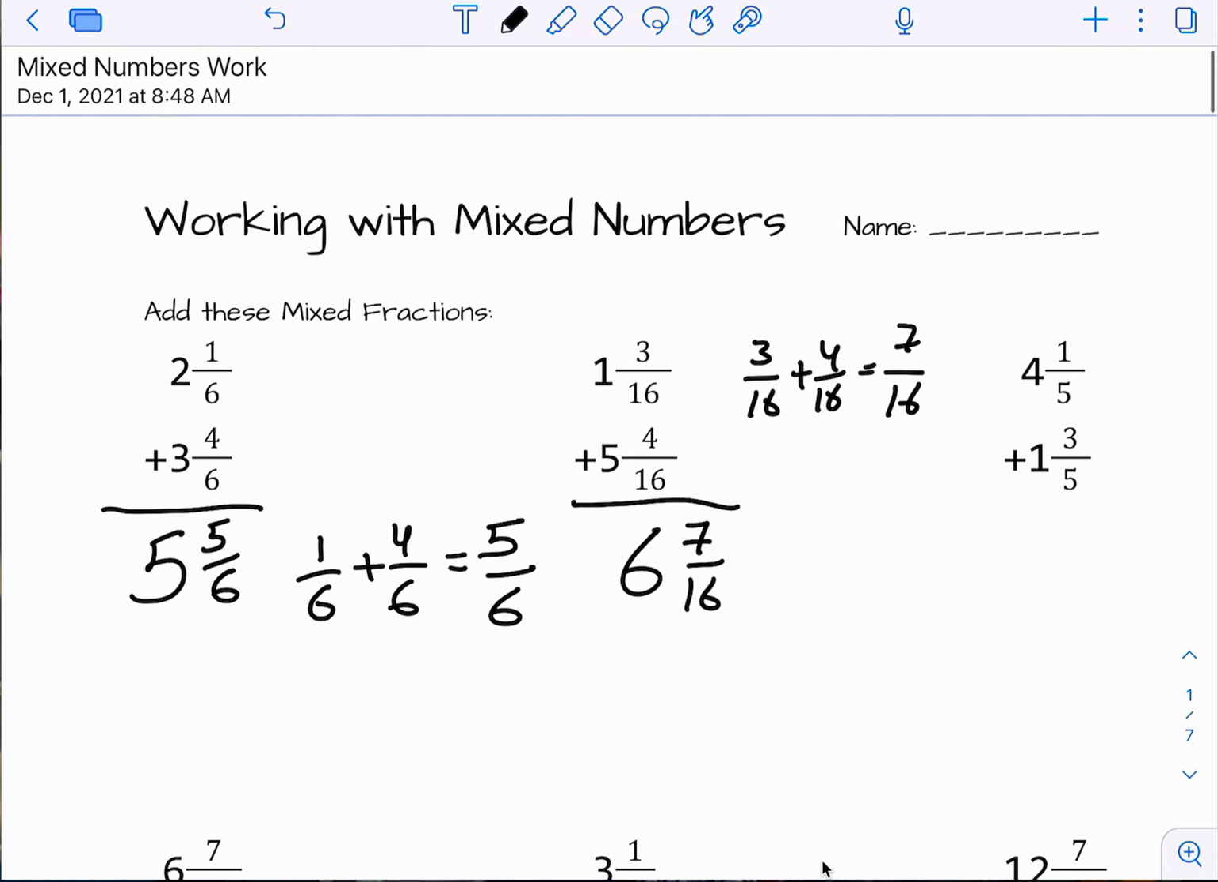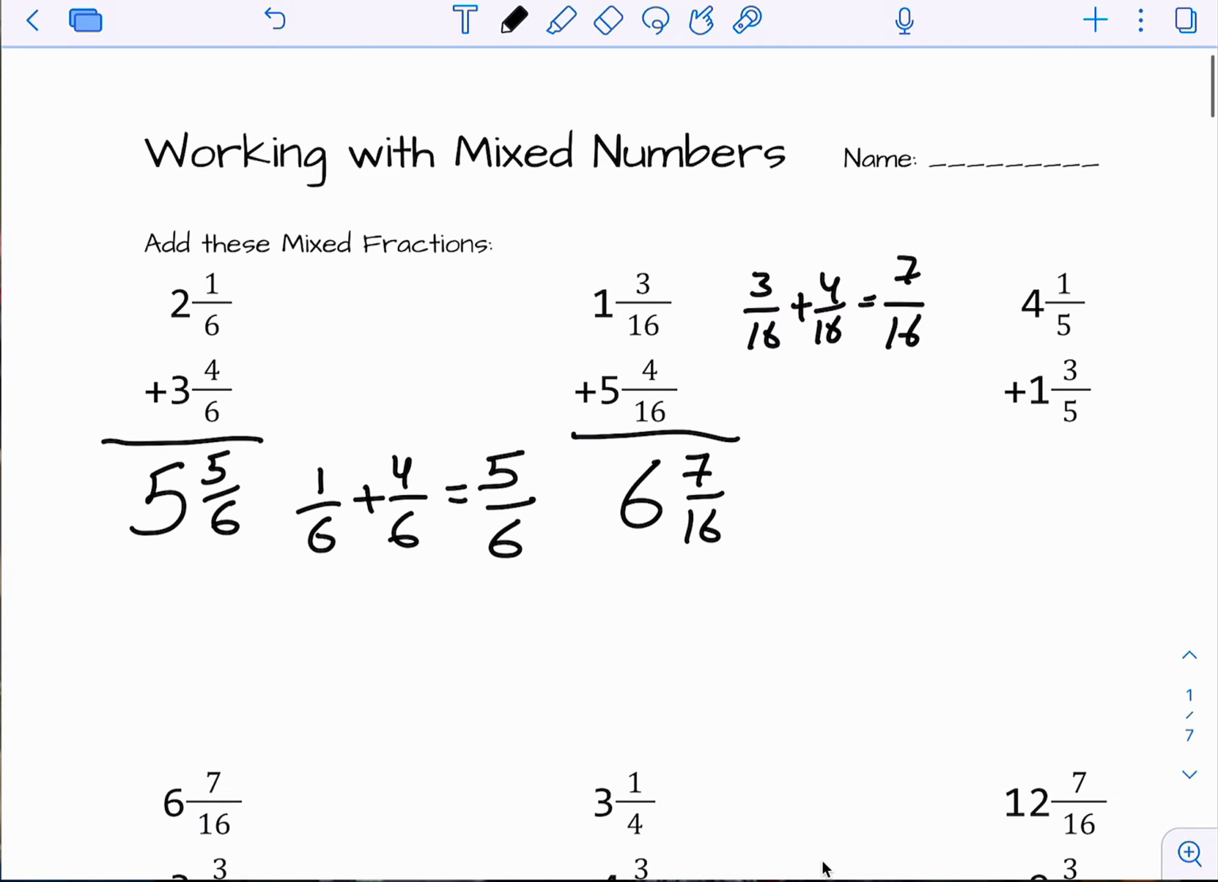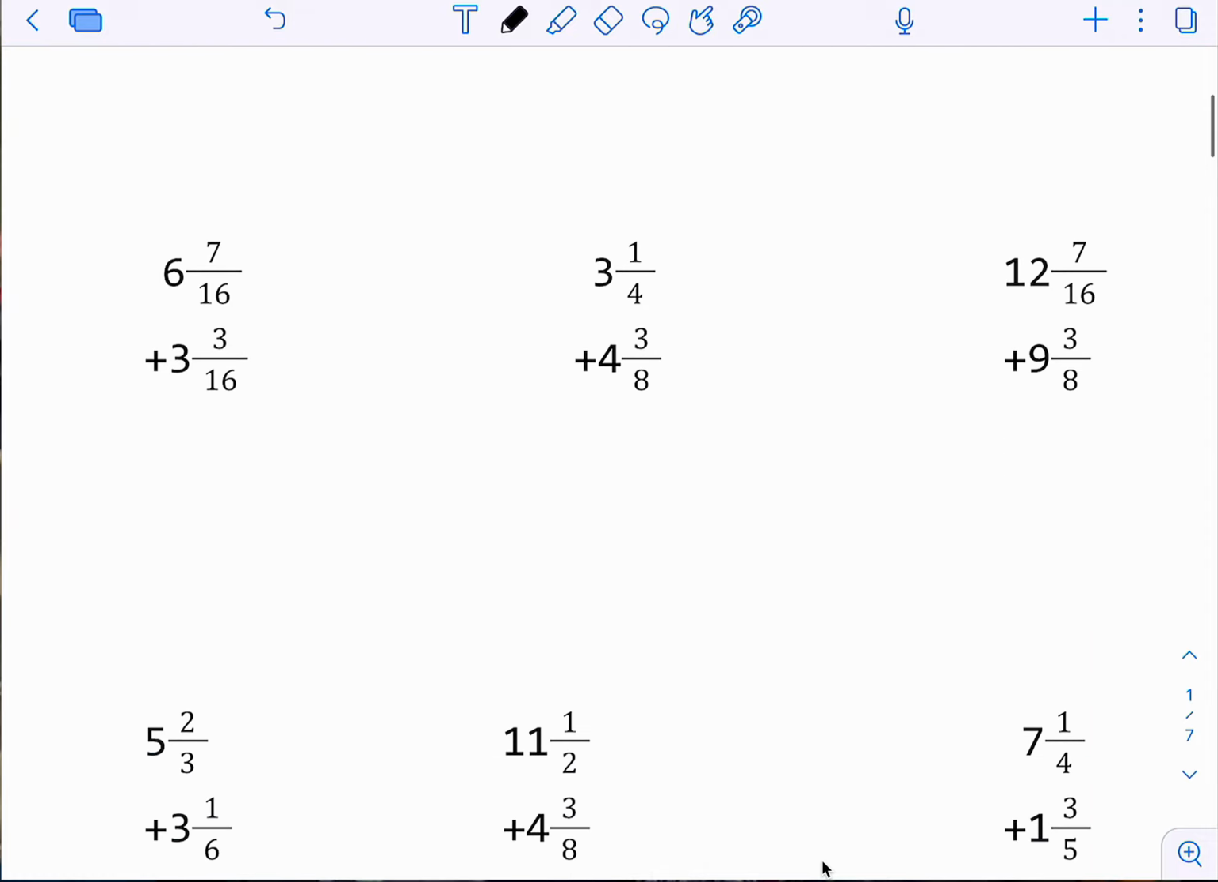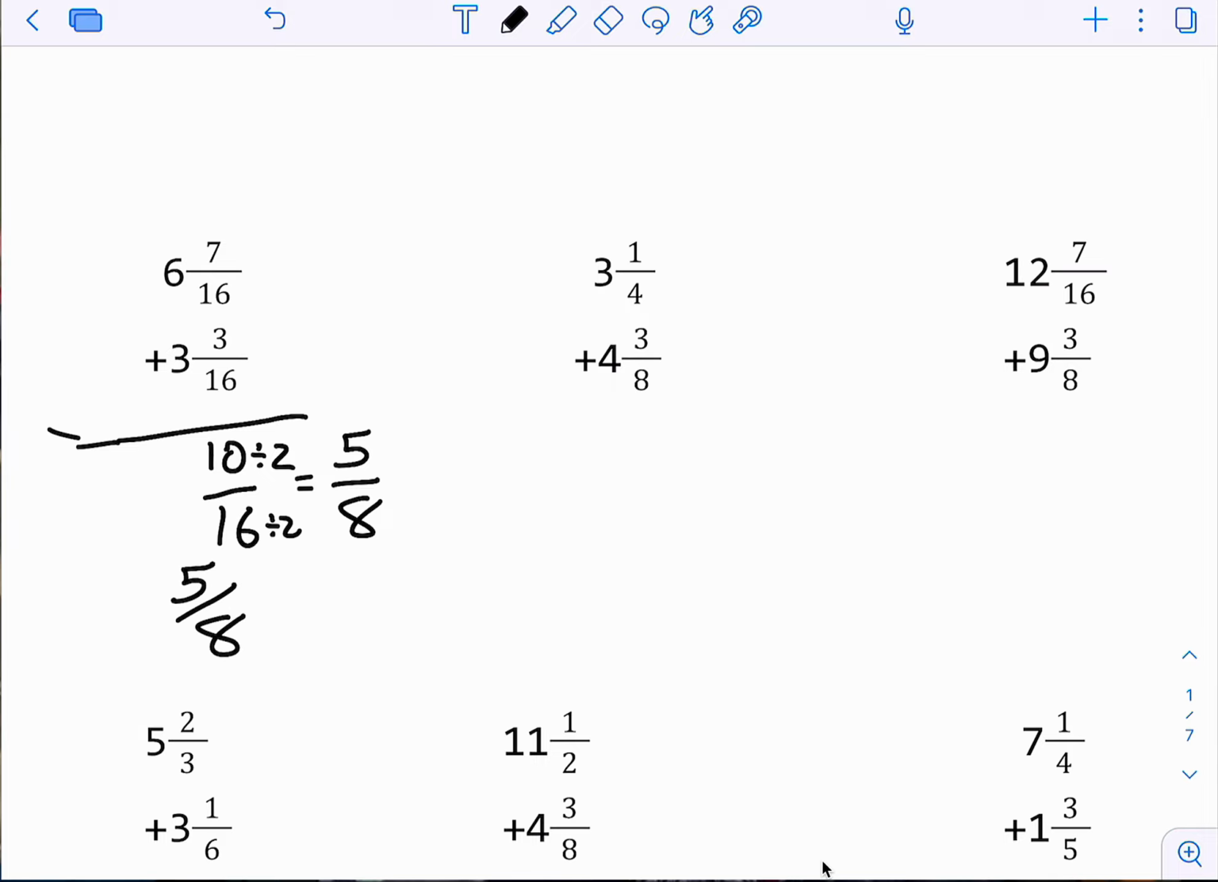Okay, on the next one here, I have 1/5 and 3/5. So 1/5 plus 3/5 is 4/5. And then 4 plus 1 is 5. Couple more here. 7 sixteenths and 3 sixteenths. Okay, 7 plus 3 is 10 sixteenths. Now this one I can reduce. Greatest common factor here is 2. So it's going to reduce to 5 over 8. So 5/8 is my fraction part. 6 plus 3 is 9.